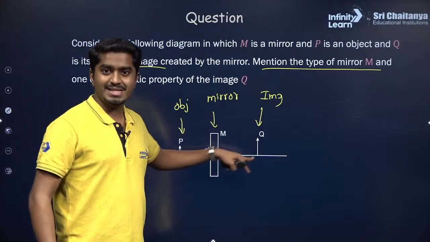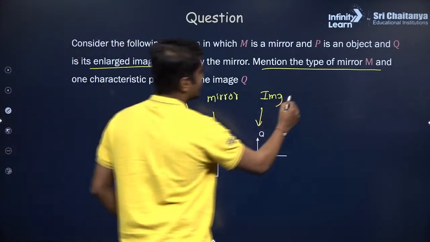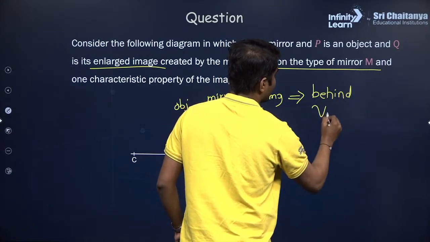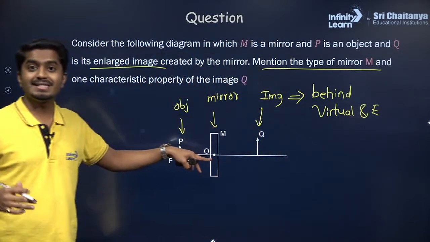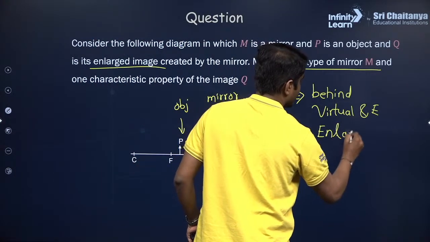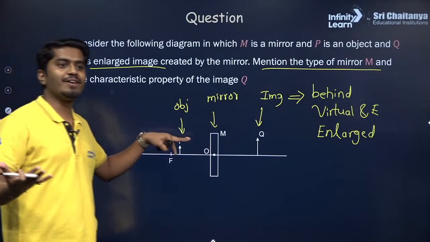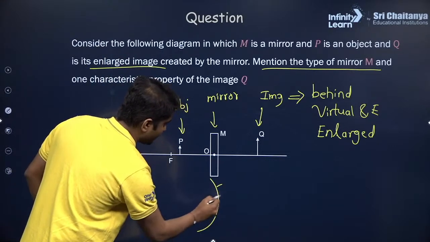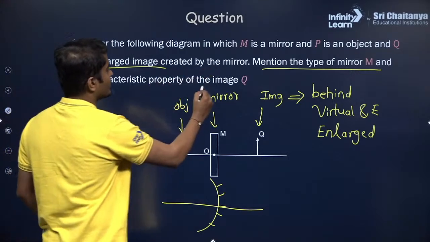So what kind of image is this? This image is forming behind the mirror. So the image is behind, that is virtual and erect, and it is also enlarged. Virtual, erect and enlarged. So what type of mirror should it be? Which mirror forms this? Correct, Farish. Nice. So this is a concave mirror. A concave mirror can form an enlarged image. So what type of mirror is this? It is a concave mirror.